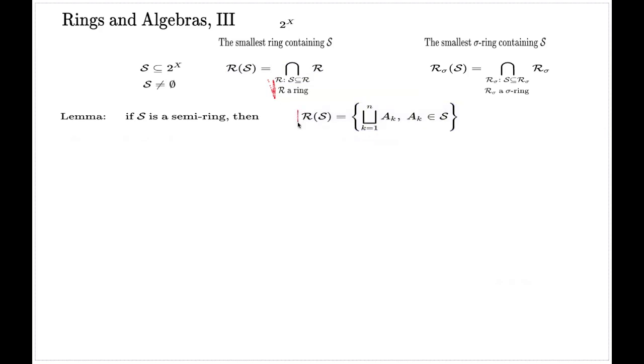And obviously it is the minimal ring, because any ring which contains S will have all possible disjoint unions of the elements of S. So any possible ring which contains the collection S will have all of these sets in it. I'll leave the details for you to figure out.